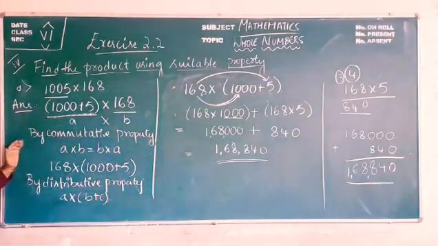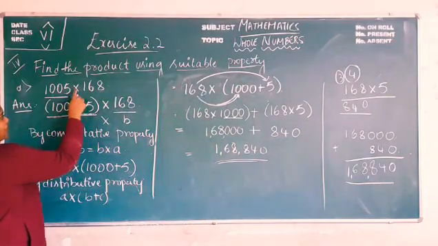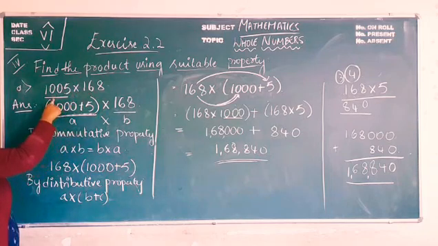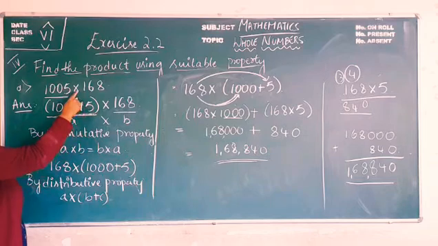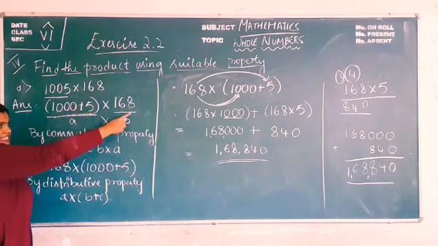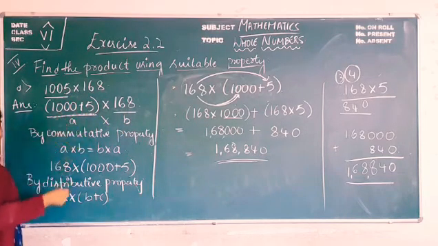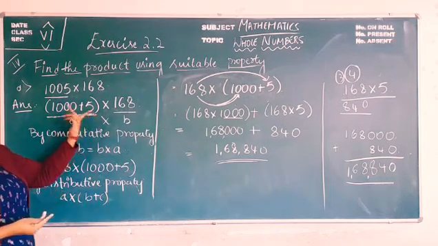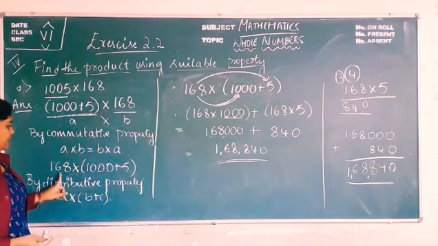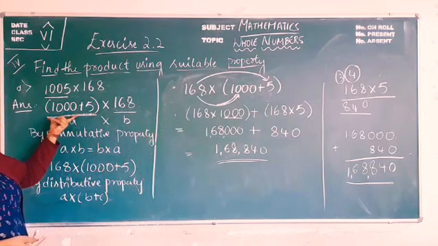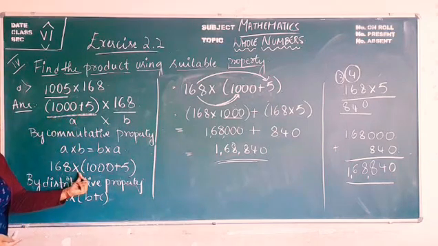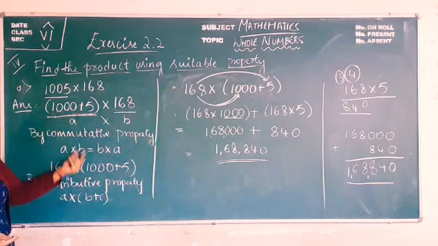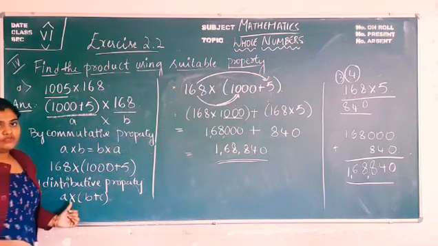So here what we have done: 1005 can be written as 1000 plus 5. We have split that, then we have the into sign, then we have 168. Now we know by commutative property that A into B is equal to B into A, so we have changed the order. First I wrote 168, then this bracket, which we considered as A, that is 168 into 1000 plus 5. Now this is of the form A into B plus C.